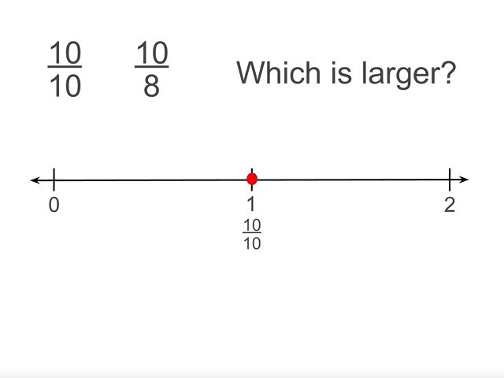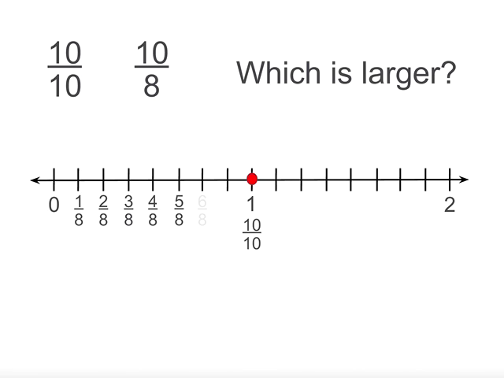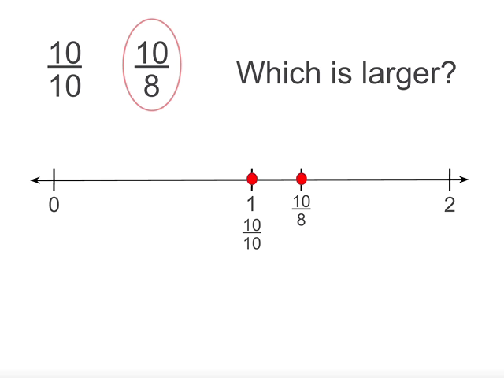Now, for eighths, we divide each whole number into 8 equal parts. This shows our eighths. Then we label them, so 1/8, 2/8, 3/8, 4/8, 5/8, 6/8, 7/8, 8/8 is our whole number 1, 9/8 is 1 and 1/8, and 10/8 is 1 and 2/8. Now we can see that 10/8 is larger than 10/10.